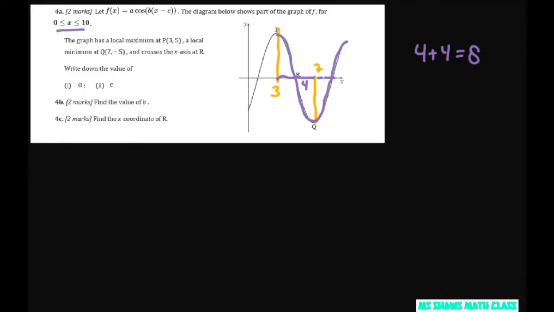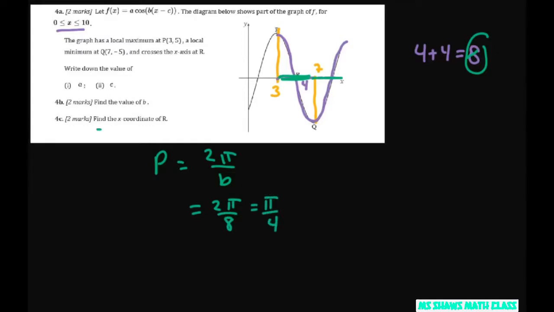So your period is 2 pi divided by b. In our case, our b is 8 because it completes a complete wave. If this is 4, then you have to double up the 4 to get 8. So the period is going to be 2 pi divided by 8, which is pi divided by 4.